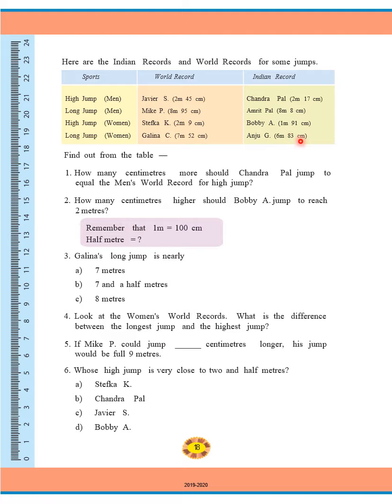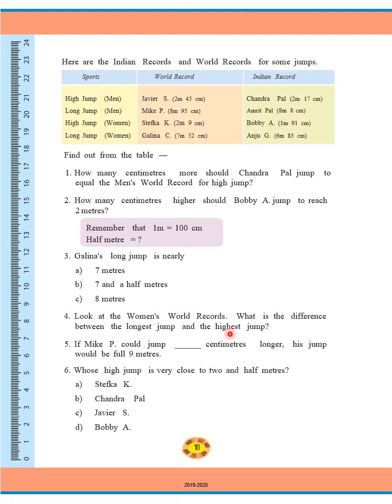Third question: Galina's long jump is nearly, so here we can check Galina's C. This is the long jump, 7 meter 52 centimeters. So it is nearly 7 meters, 7.5 meters or 8 meters. So 7 meter and 52 centimeters is nearly 7 and a half meters. So B option is correct.